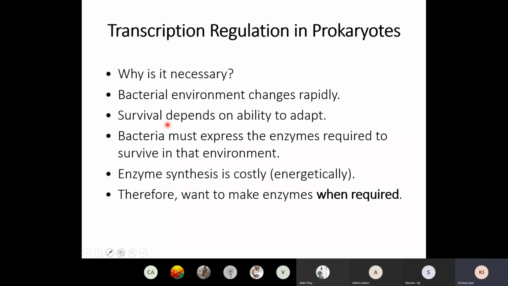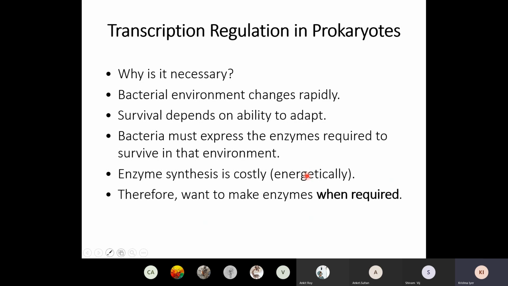That means what? Either they will all get expressed or none of them will get expressed. And the reason for this is I can then control how much enzyme I make, and control when I should make it. Because if you remember, making enzymes is not cheap, because to do translation and to join amino acids together to give you proteins costs a lot of ATP, as you will see when you do translation.